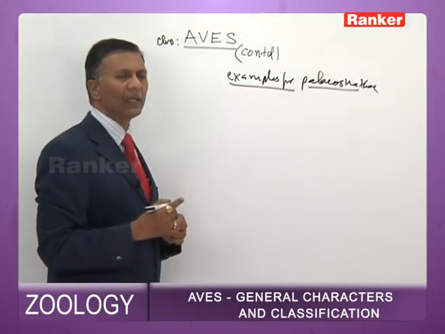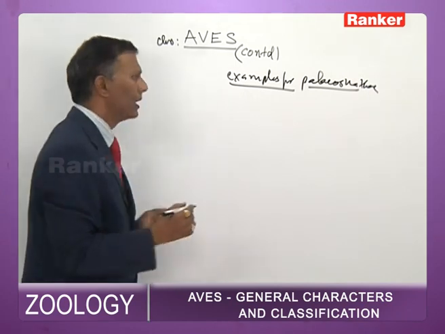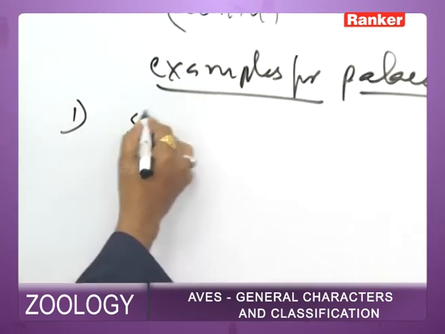Then examples for the flightless birds, that is paleognathae. Number one, Struthio camelus.